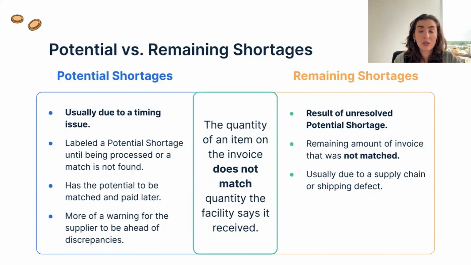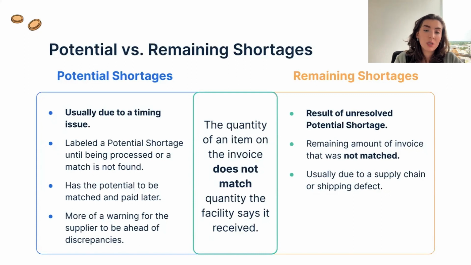So we're going to call this a shortage, and you're probably going to be deducted from it, most likely, if you're not responding with a dispute. We'll go into the details between these two, but they both essentially mean that the quantity of an item on the invoice does not match the quantity that the facility said it received, kind of like what we learned on the last slide.